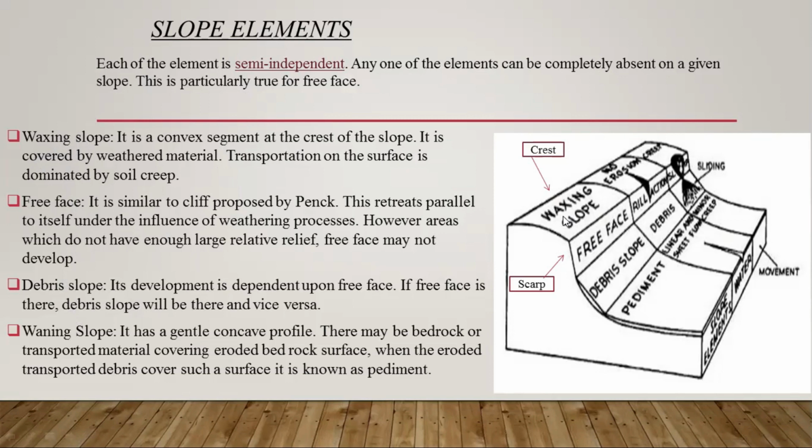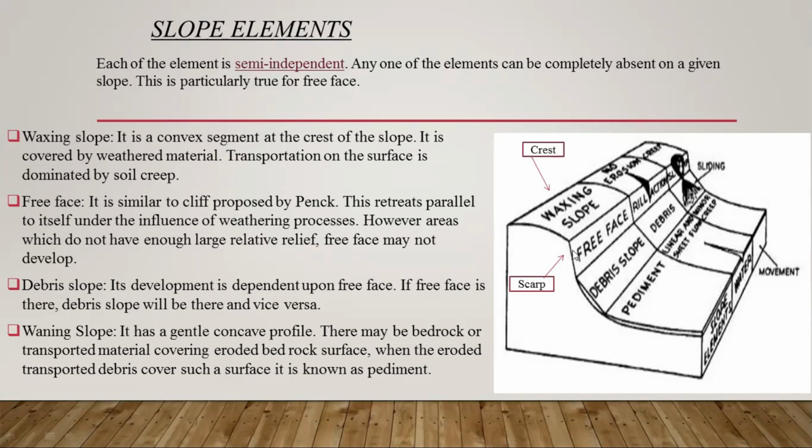Now, waxing slope over here, this is convex. You can see this is the crest of the slope, and this is a convex segment. And in this segment, we find much erosion over here. Because of erosion, what happens? This part is covered by weathered material, and these weathered materials are transported down through soil creep.